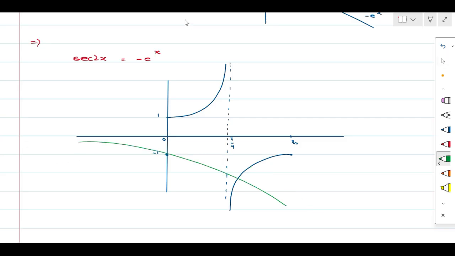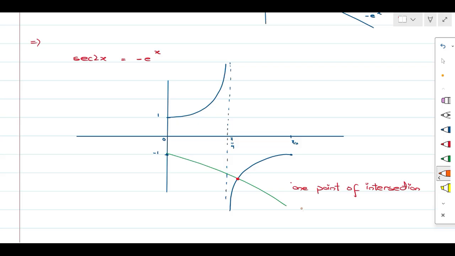Now we can see that the blue graph and the green graph both have only one point of intersection, in the interval from 0 to pi by 2, because we're just doing 0 to pi by 2, not the other part. So we have to raise this part because we are doing from 0 to pi by 2. So this is how the sketch for the exponential function looks. It has only one point of intersection.